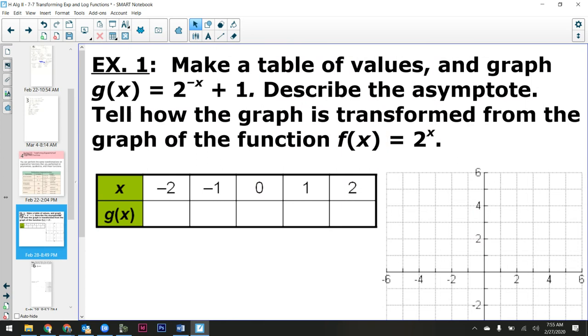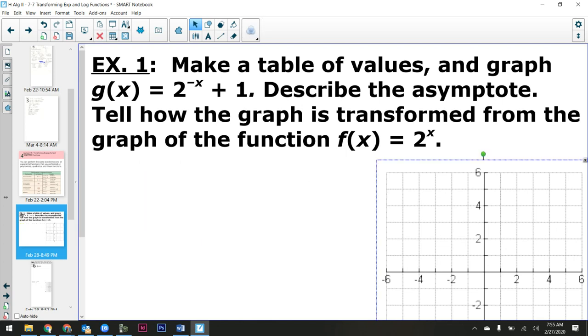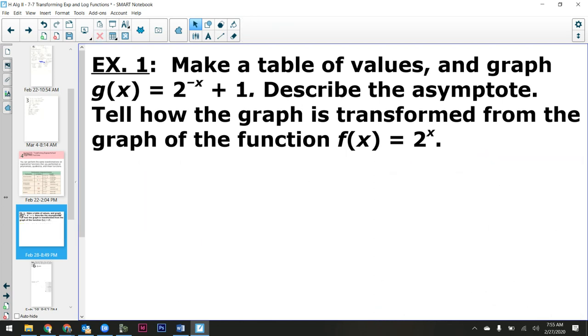So you know what I want to do here? I just want to graph this in our calculators. Let's kind of think about what's going to happen, and then we'll graph it in our calculators. Let's do this. Don't start typing yet. Let's sketch what we think it's going to look like.